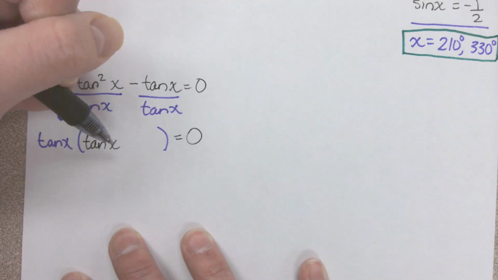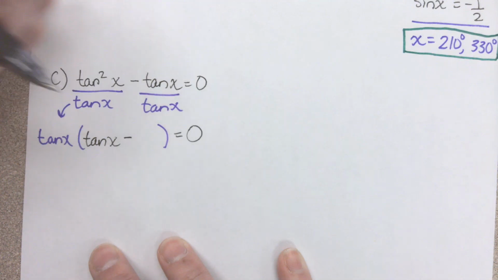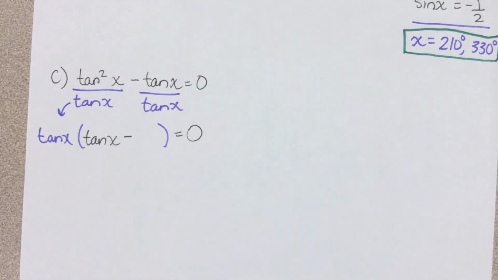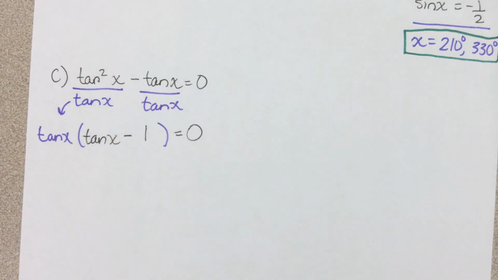Tangent of x, yes? What about that negative sign? Where does that come in? I'm just going to bring it down for now. Minus. And then tangent over tangent, that cancels and just becomes 1. This is what we're looking at right now.